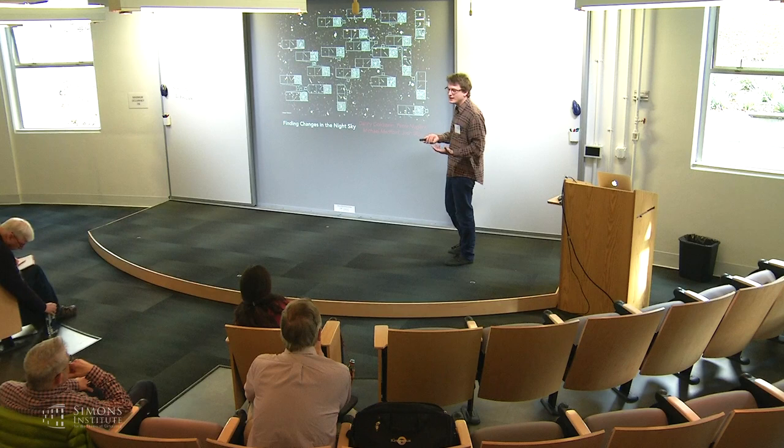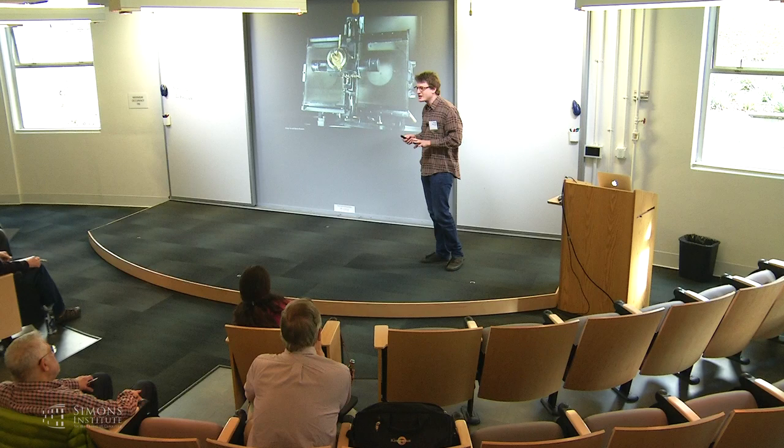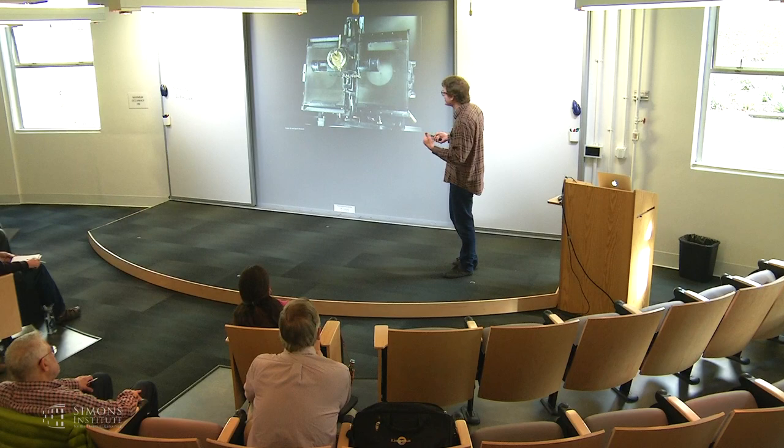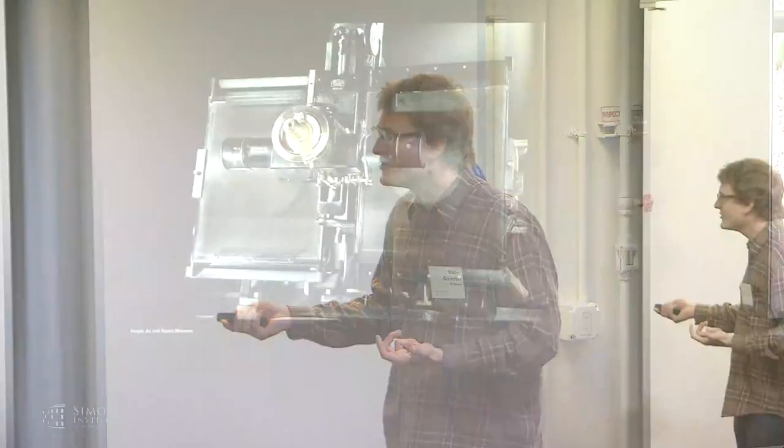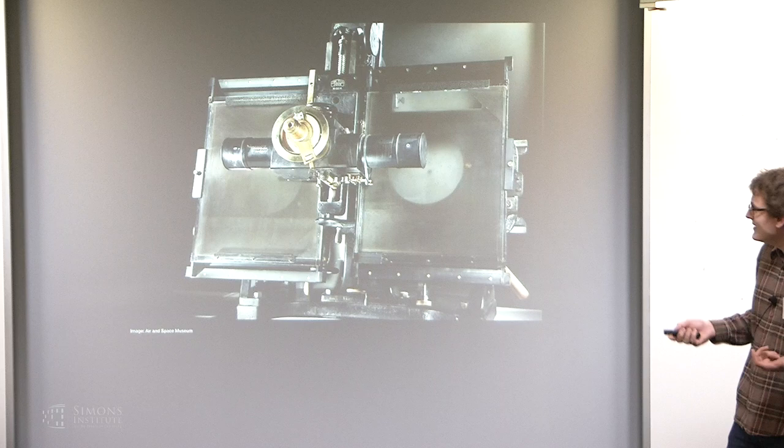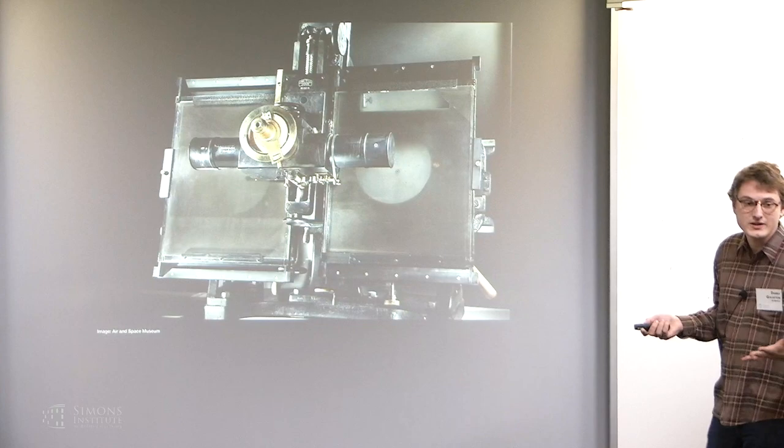But before I jump into supernova detection as a real-time decision-making problem, I want to talk a little bit about when supernova detection and finding new objects in the sky was not a real-time decision-making problem. So this is actually an instrument from the 1930s. It's called a blink comparator. And this is how this problem was solved for the vast majority of the 20th century.